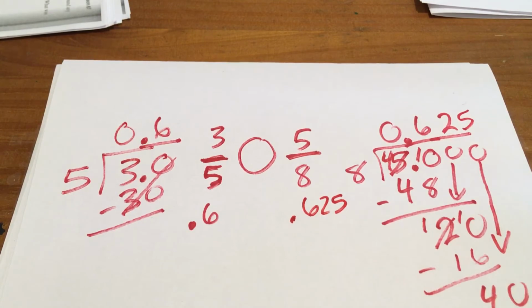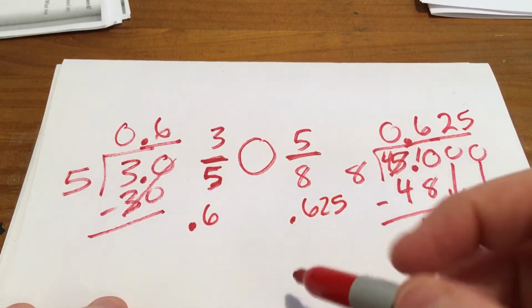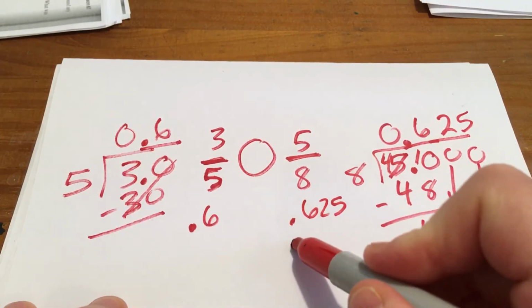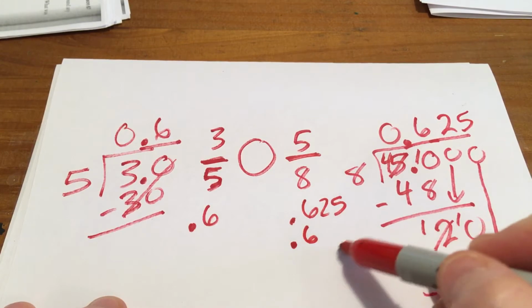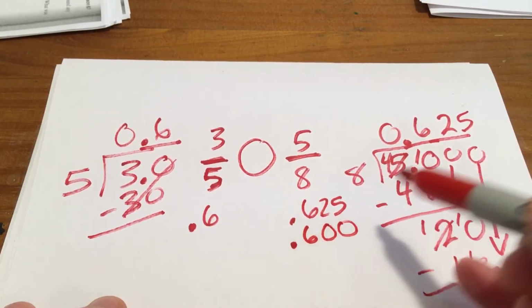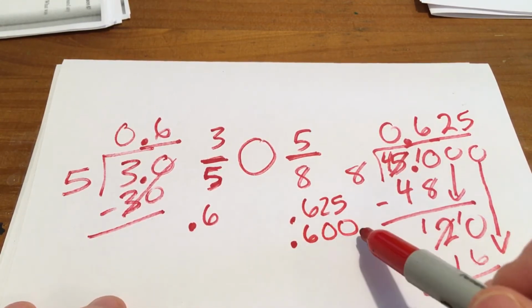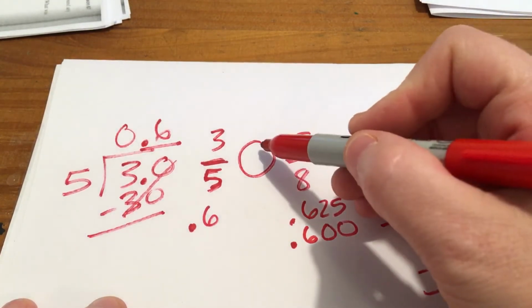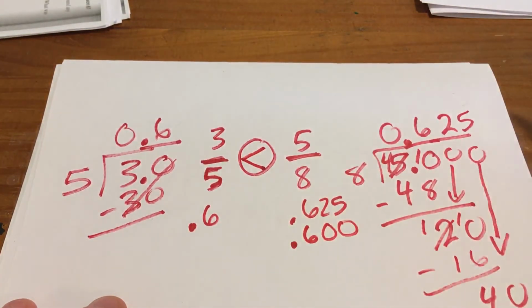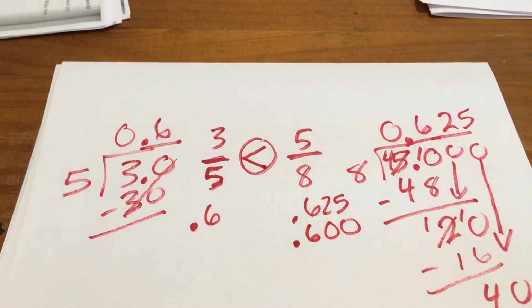So which one's bigger? Which one's smaller? They're very close. Let's put this 0.6 underneath. Always line them up and down, and then fill in zeros. What's smaller, 600 or 625? 600 is. So we're going to point to the smallest one. 3/5 is smaller than 5/8.